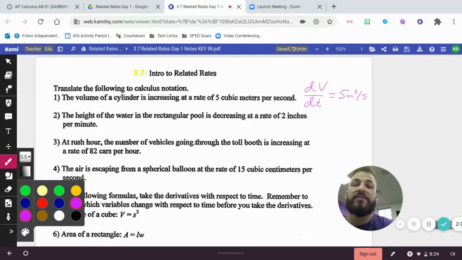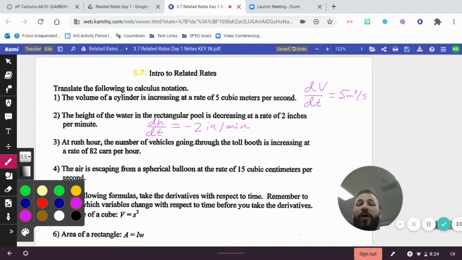Number 2, the height of the water in the rectangular pool is decreasing at a rate of 2 inches per minute. So height is what's changing over some time. We want to say dH dt, the rate of change of height with respect to time, is equal to, and the height is decreasing at a rate of 2 inches per minute. So we want to do -2 and then inches per minute.